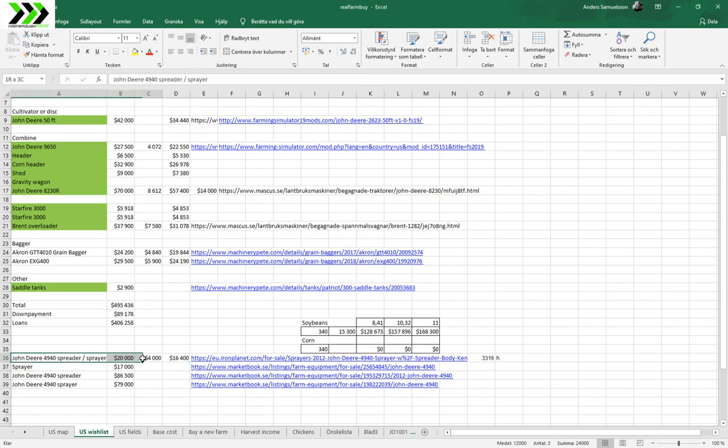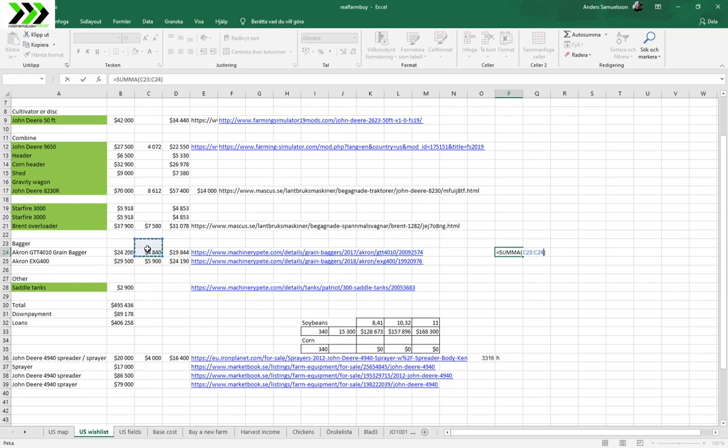Okay, so we're gonna buy this sprayer, and we're gonna buy these baggers. So our down payment for those will be, let's see. So there's the down payment. So 14,740. So we'll deduct that from our game. 14,740. Our loans will increase with this number, so we're gonna put these in here.